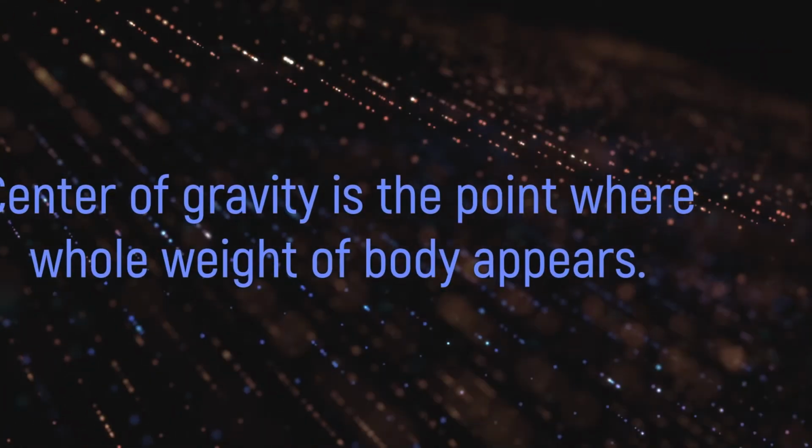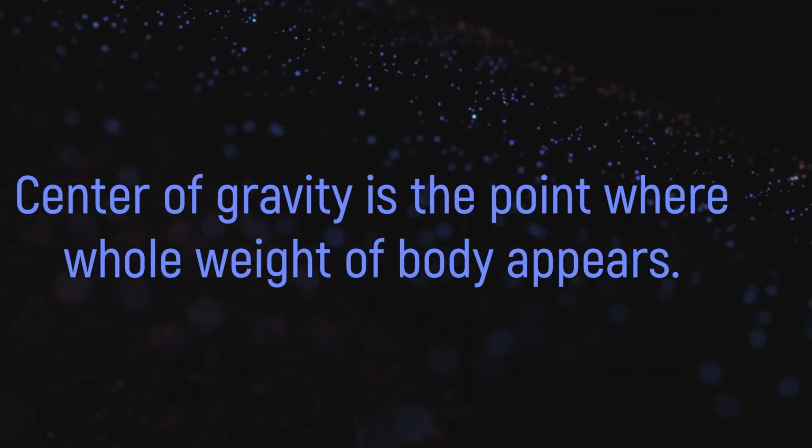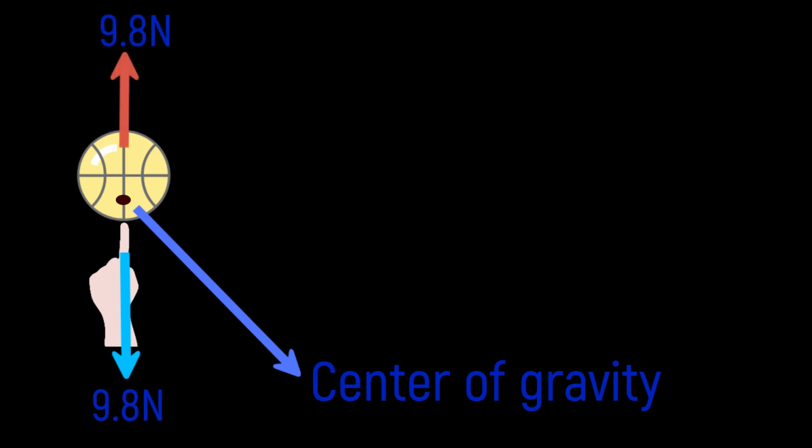Center of gravity is a point where the whole weight of the body appears. If I hold a basketball in the middle with one finger, it will balance. This is because the center of gravity is present above the finger. Gravity pulls the basketball downward with 9.8 Newton of force. However, as the finger is present below the center of gravity, the finger pushes the basketball upward with 9.8 Newton of force. Hence, it balances.